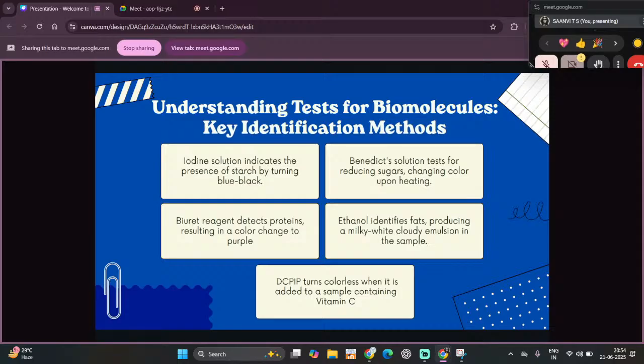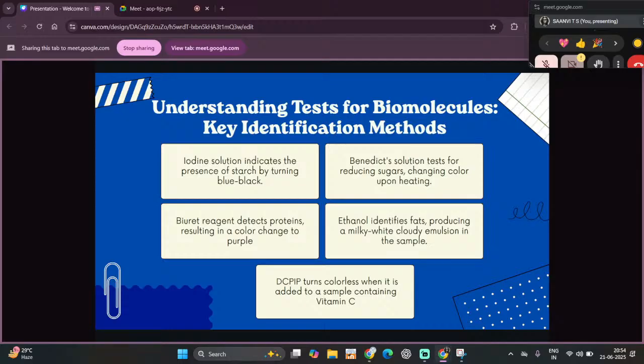Now let's talk about the ethanol test, which helps in identifying fats. A lot of you guys may have studied the emulsion test, in which a milky white cloudy emulsion appears. Similarly, when ethanol is added to fats, a milky white cloudy emulsion appears in the sample, and so this is one of the key tests for fat. What you guys have to remember is the change in color. That is very important, and it gives you hints on what the compound can really be.